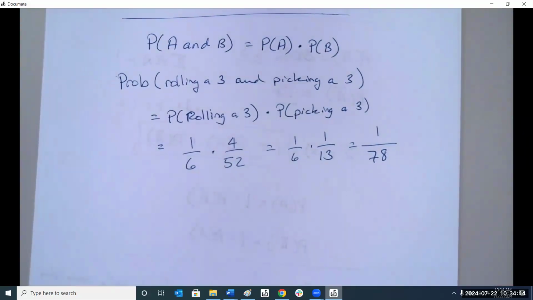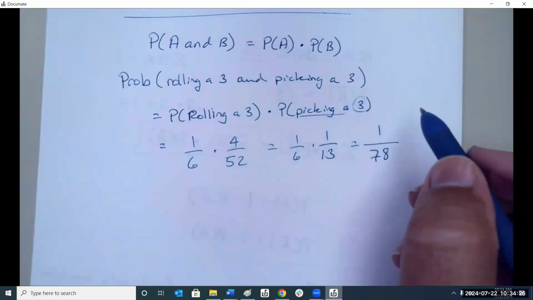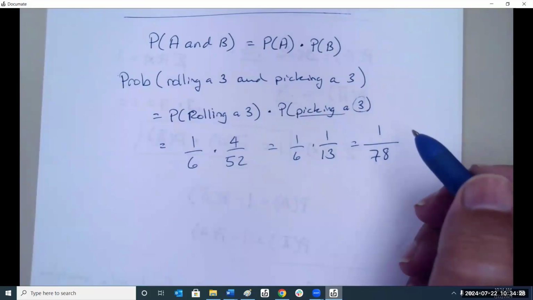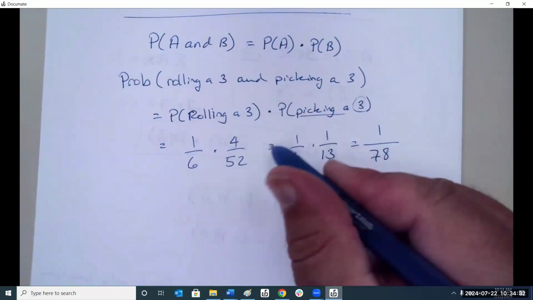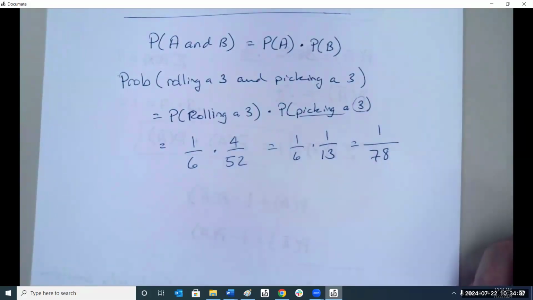Sorry, why 4 over 52? Why do you have 4 over 52 in picking a 3? Because in a deck of cards, how many 3s do you have? In a deck of cards, there are 4 3s, 2 reds and 2 blacks. And there are 52 cards. Okay. All right.